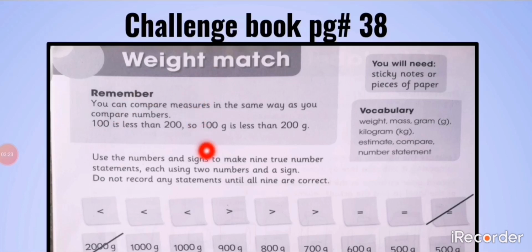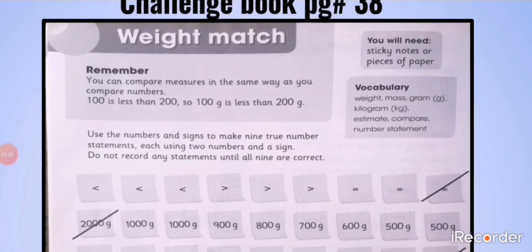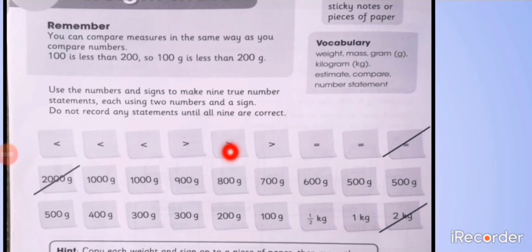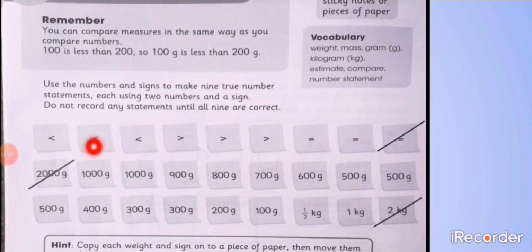Now, weight match. In this page, we will match the weights and we will write the number sentences and put the sign of greater than and smaller than. I hope you remember these signs and I will also explain them again so you will do your work easily. So what you will do, use the numbers and signs to make 9 true number statements, each using 2 numbers and a sign. You can see there are 2 lines, different numbers are here, different measures are here, and this is one line for signs.